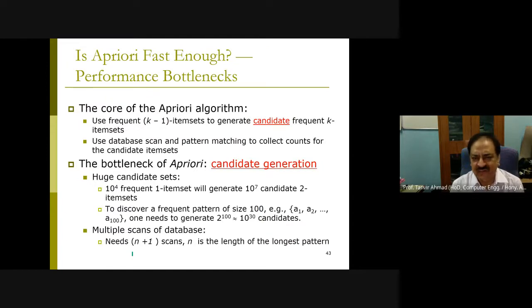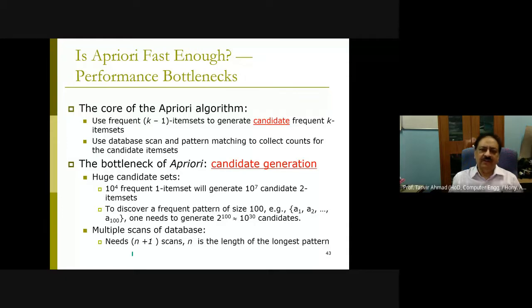Now let us see the bottleneck of the Apriori algorithm. The core of the Apriori algorithm is generating the frequent patterns or frequent item sets. From the candidate K item set, I am going to generate the K minus 1 frequent item set. You must be remembering that from C4 I got L4.